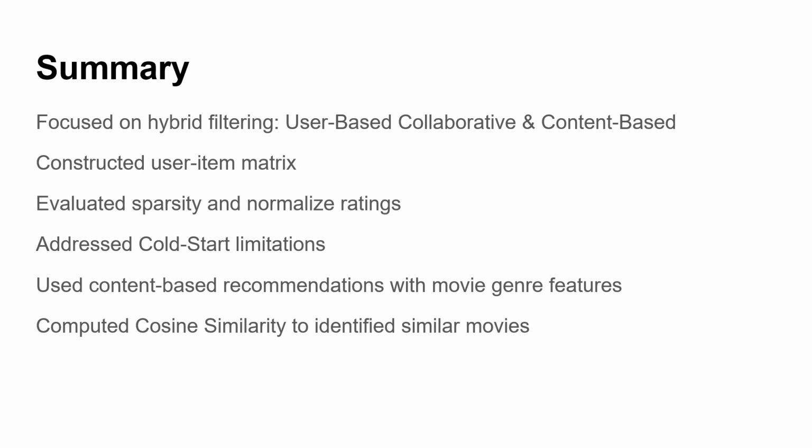In summary, we have focused on hybrid filtering systems such as user based collaborative and content based filtering. We have constructed a user item matrix, evaluated sparsity and normalized ratings, addressed the cold start limitations, used content based recommendations with movie genre features, and computed cosine similarities to identify similar movies.